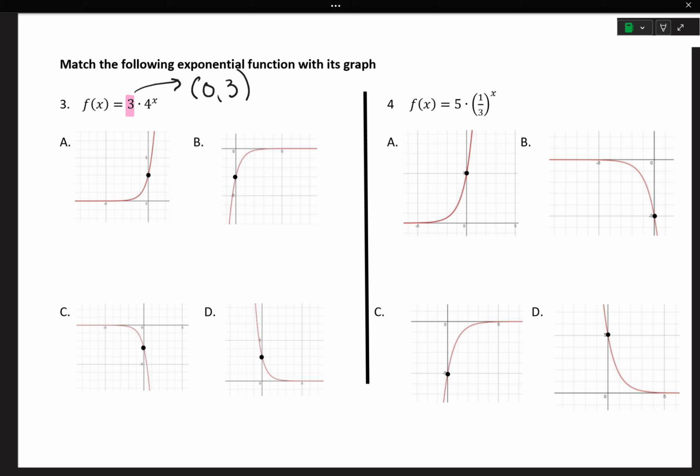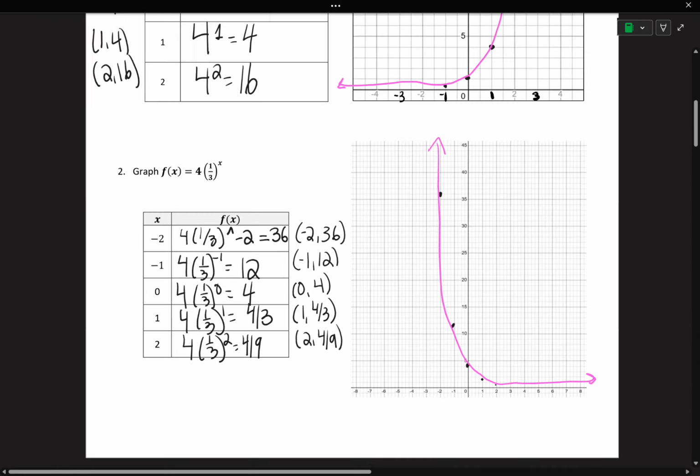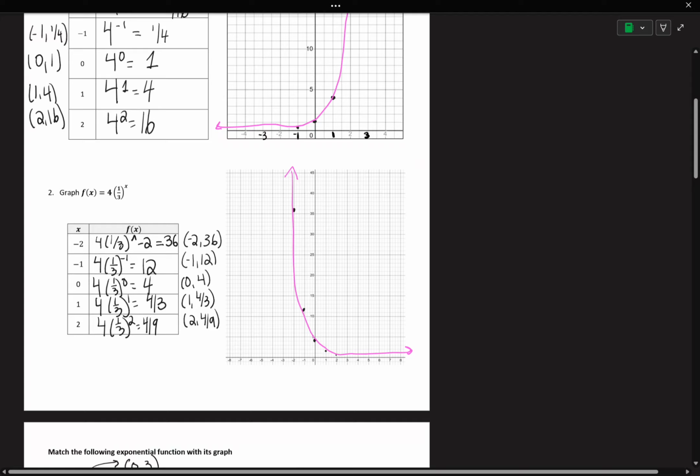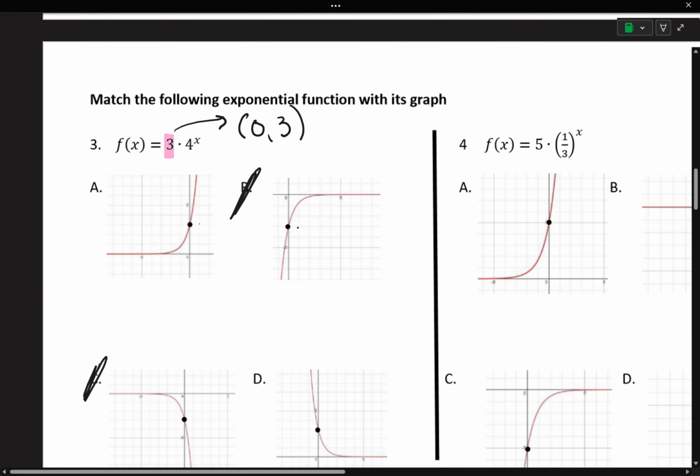Okay, let's see if A has it. A is 0, 3. B is underneath 0. It's a negative number. C is a negative number. D is 0, 3 as well. Well, now we need to decide what kind of base do we have. Do we have a whole number or a fraction? Because there's a difference. If you take a look at number 1 and 2, our whole number swoops up, our fraction base swoops down. We have a whole number as a base, so we should be swooping up.